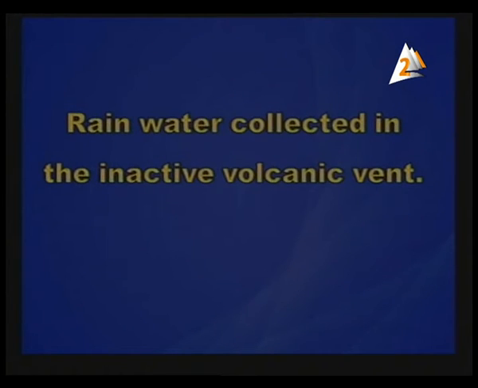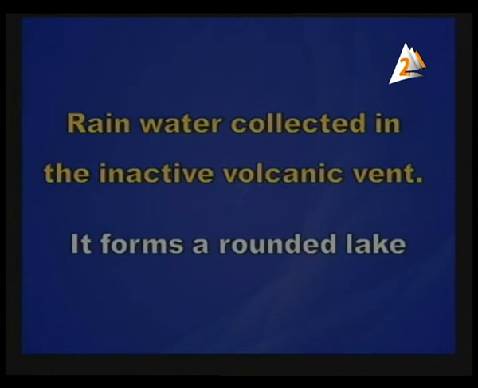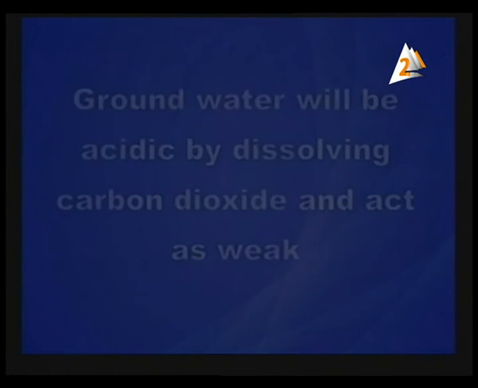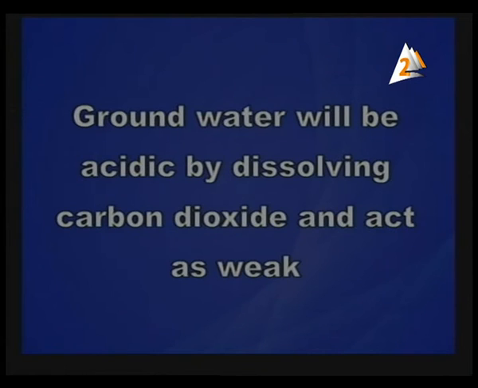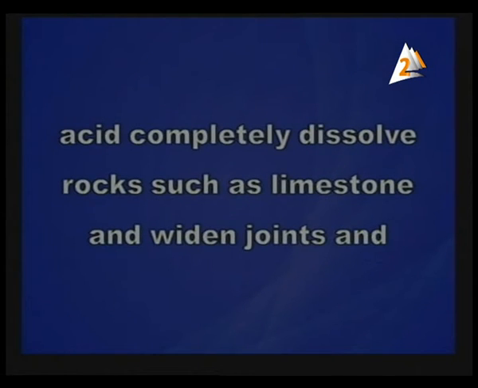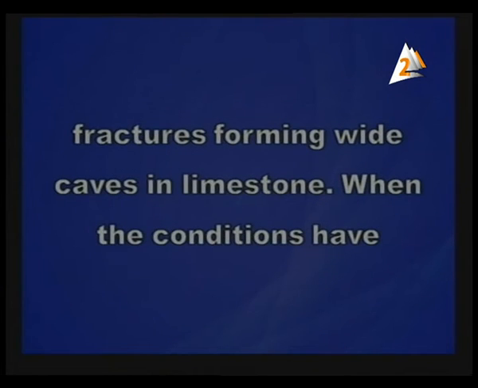What happens if rainwater collects in an inactive volcanic vent? We start having a rounded lake. What happens if groundwater saturated with carbon dioxide percolates through limestone rock? It's a big problem because groundwater will be acidic by dissolving carbon dioxide and act as a weak acid. Completely dissolve rocks such as limestone and widen joints and fractures, forming wide caves in limestone.